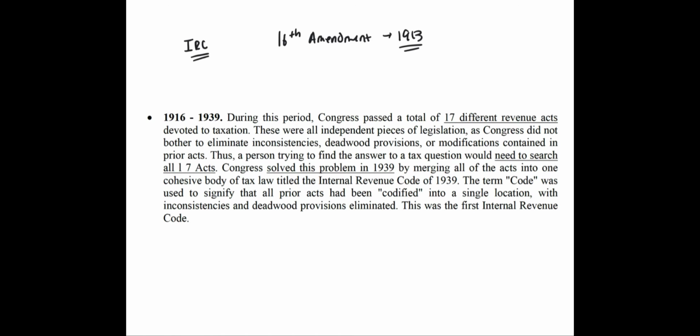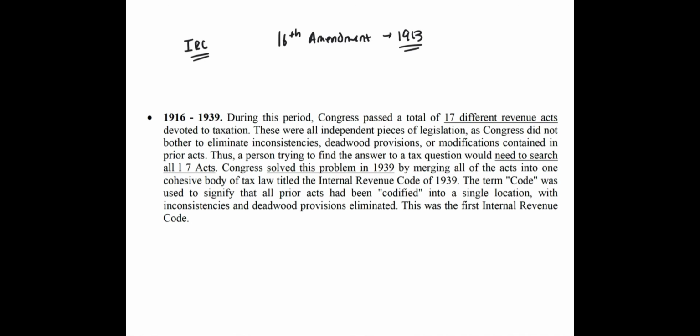So from 1916 to 1939, Congress passes a total of 17 different revenue acts devoted to taxation. These were all independent pieces of legislation as Congress did not bother to eliminate inconsistencies, deadwood provisions between the different bills, or modify different items within the acts. So between 1916 and 1939, researching tax law was a nightmare because you got these 17 different tax bills. You got to go into all 17.